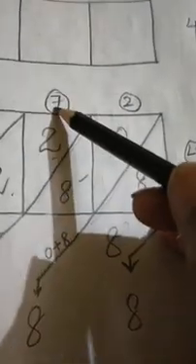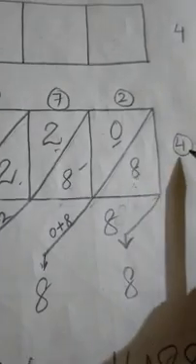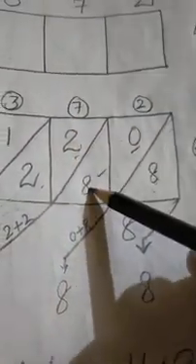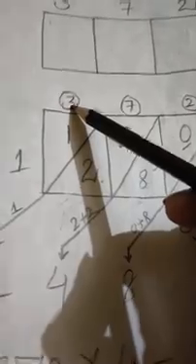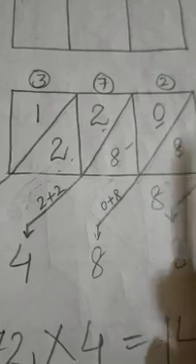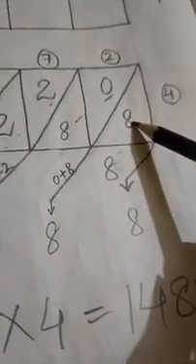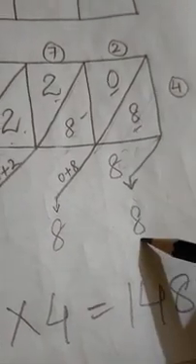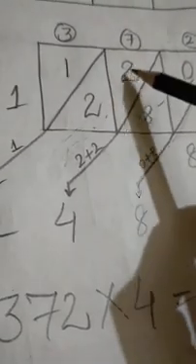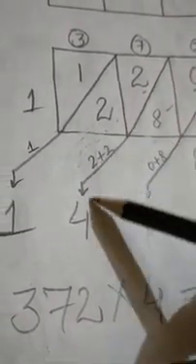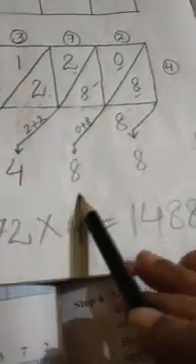Then 4 7s are 28. Then 4 3s are 12. So here we have done the multiplication. After that we will add these diagonally. First, this diagonal has only 1 digit, so it will be 8. Here diagonally 0 plus 8 is 8. Here diagonally 2 plus 2 is 4. And here diagonally there is only 1 digit, so it will be 1. So which number did you get? 1488.